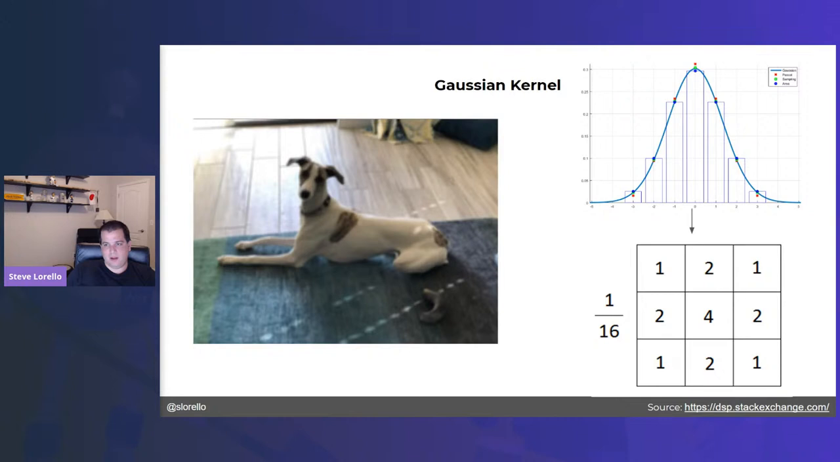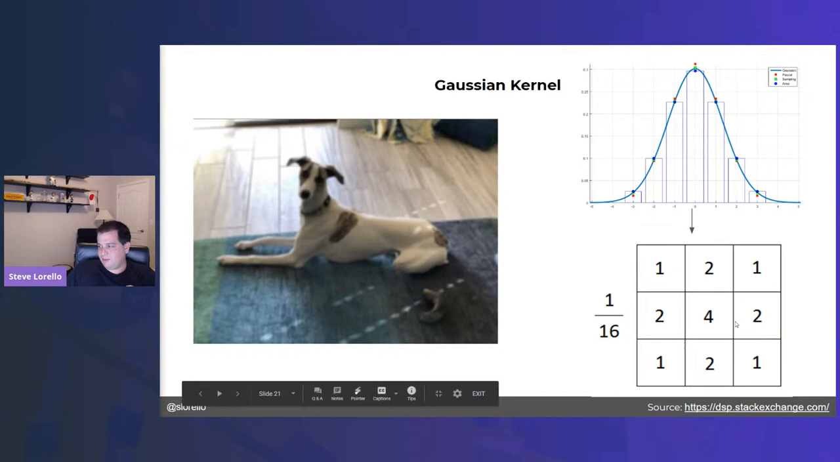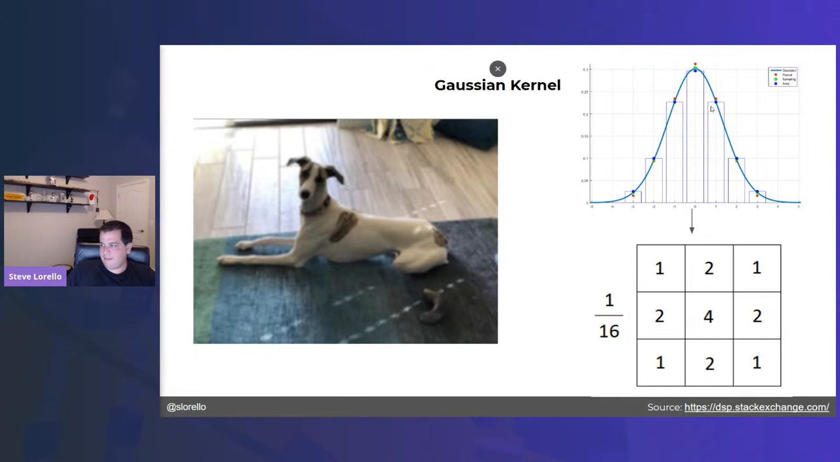Gaussian might sound familiar. If you've ever taken statistics or probability, it's just another way of saying a normal distribution or a bell-shaped curve. We start with some center pixel, and then we work our way out from that pixel. And the further we get away from that mean value, the less weight we give to each individual pixel in the kernel as we're summing it up.